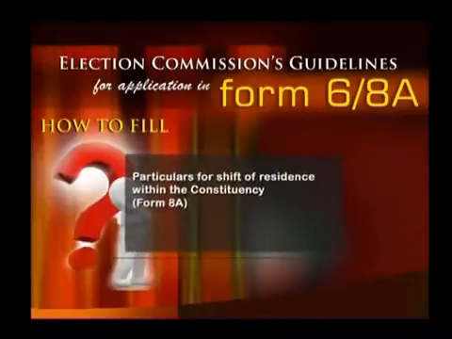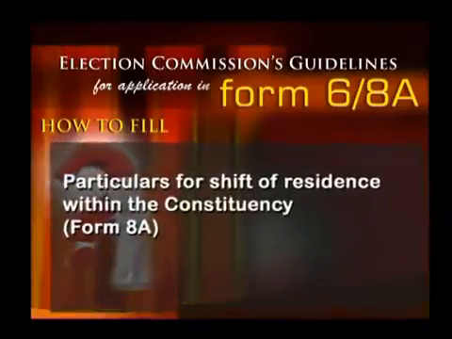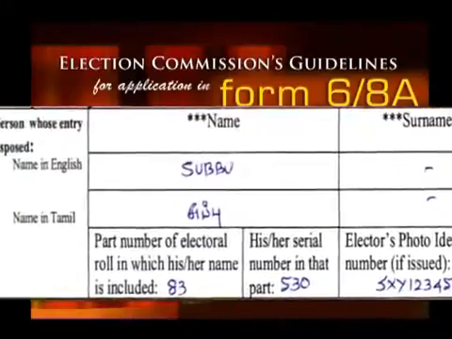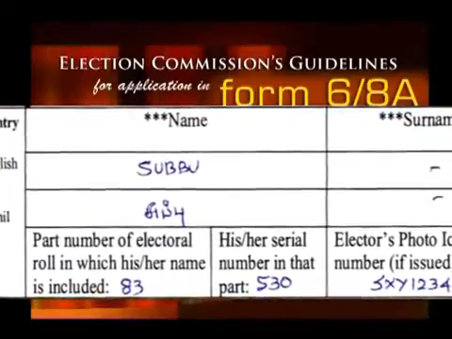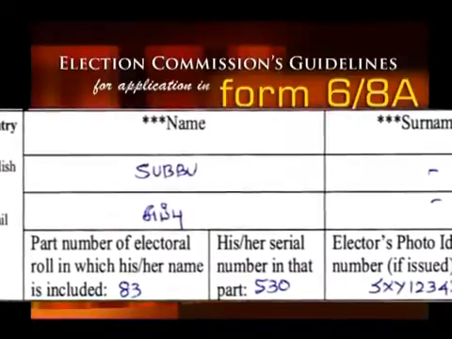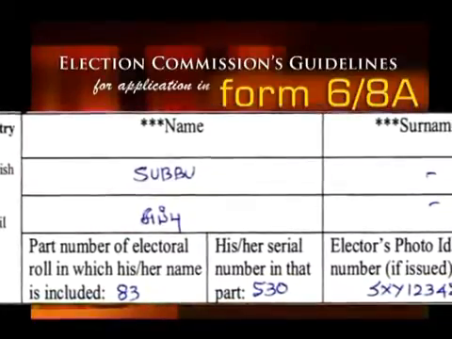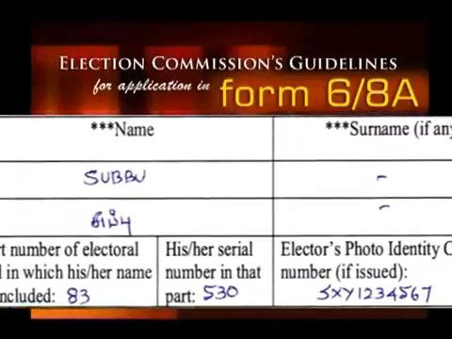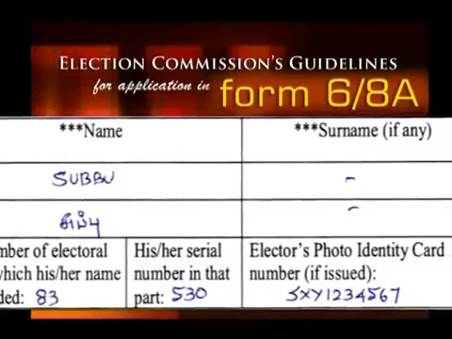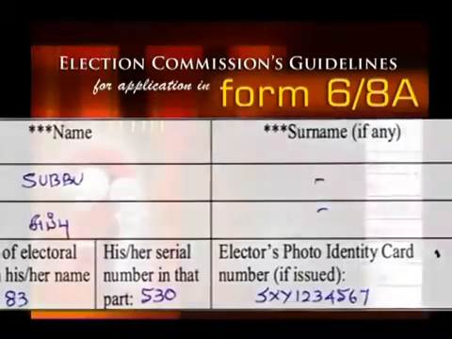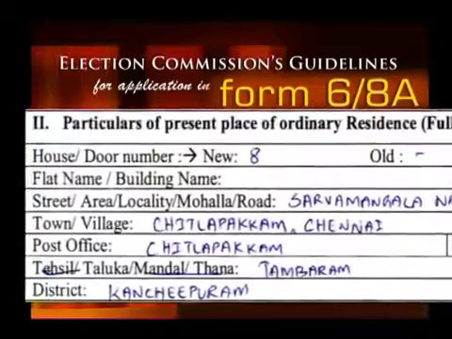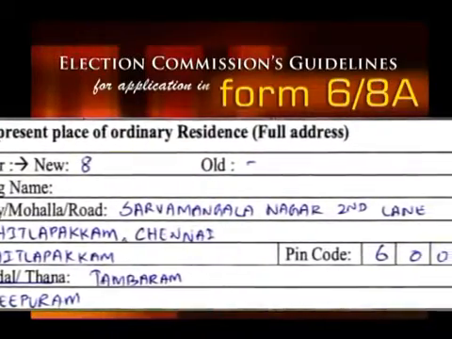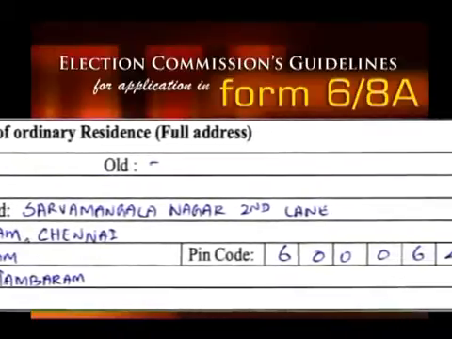Particulars for shift within the constituency, Form 8A. In Part 1 of the application form, fill the name, part number and serial number of the electoral roll where already registered and elector's photo identity card number, EPIC, in full and the relation's name as printed in the electoral roll. In Part 2 of the application, mention the complete address of the new place where you or the person concerned has shifted place of ordinary residence.